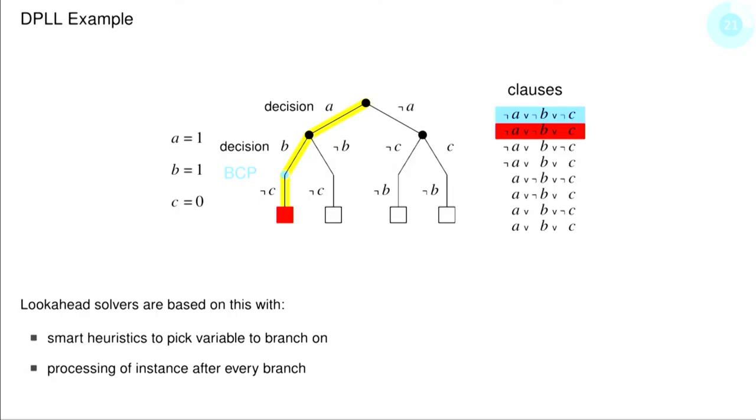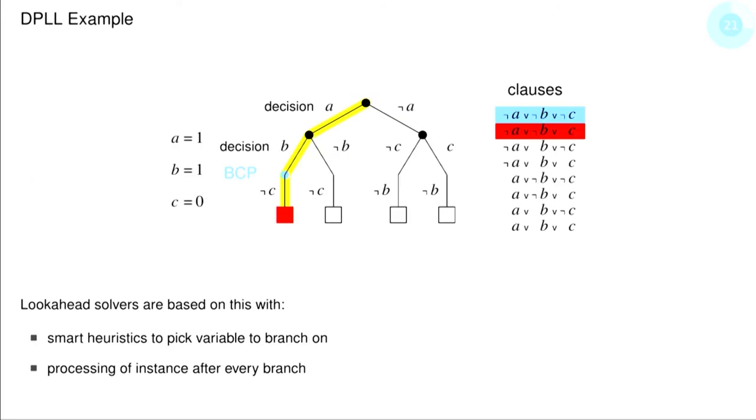So here's one, and I'm just going to talk a little bit about this particular one here. You see that we took a decision, A is equal to true and B is equal to true, and now BCP kicks in. If A is true and B is true, then this clause here at the top, the blue one, will force C to be 0, because this clause can only be true if C is 0. You see that?